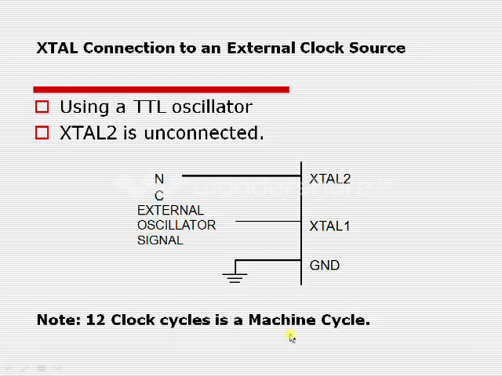So inside this 8051 controller, 12 clock cycles is nothing but a machine cycle. Here the number of clock cycles depends on the controller or processor which we are using. Now when it comes to 8051, 12 clock cycles is nothing but a single machine cycle. Okay, now let us see what this machine cycle is.